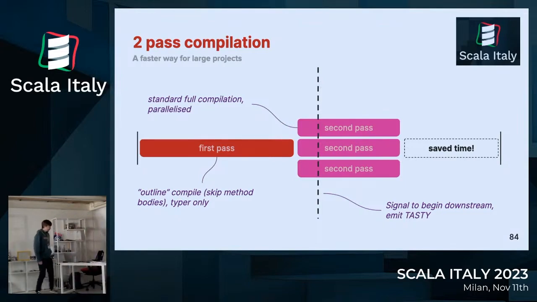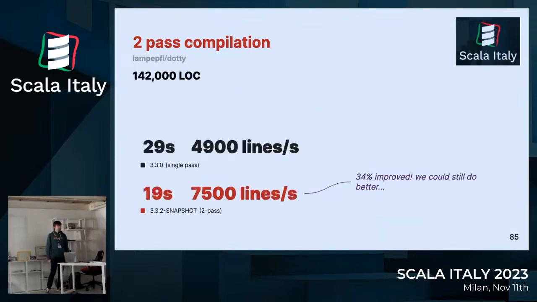Oh yeah, and sorry, I forgot. In this first pass, what we do is we skip the right-hand side of method bodies. So basically we just say, oh, it's just a method that returns int. I don't know what it does. And that saves time because you don't need to look inside the method bodies.